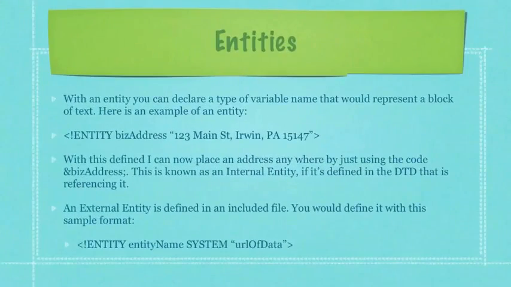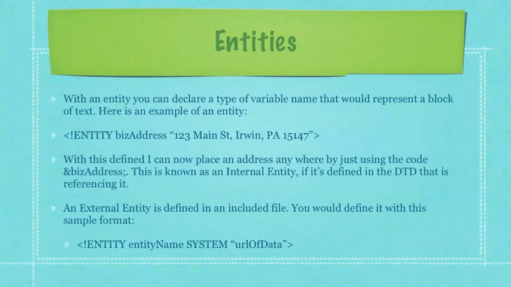With an entity, you can declare a type of variable name that would represent a block of text, and here's an example of that, where I'm basically assigning this address to the word bizaddress. And I would be able to reference that later by just putting the ampersand in front of it, and it would automatically throw the address directly into the XML. With this defined, I can now place an address anywhere by just using this code that I show here. This is known as an internal entity if it's defined in the DTD that is referencing it.